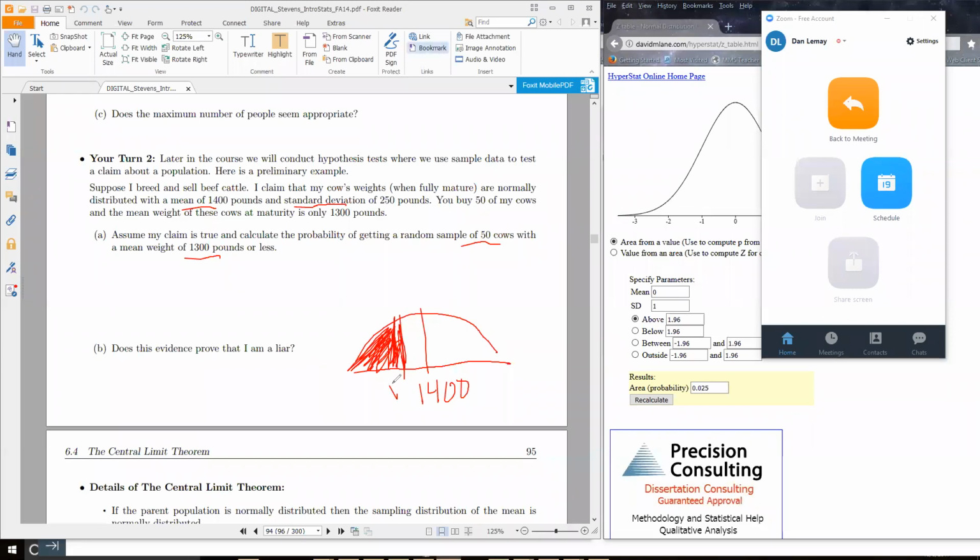1,300 or less. Okay, so what we're going to do is calculate. To do this the long way with a formula, we're going to calculate a z-score, and I know I can use a z-score because I have a sample bigger than 30 and I know the population standard deviation. So I don't know if you're using t-scores. I'm going to calculate the z-score for this.